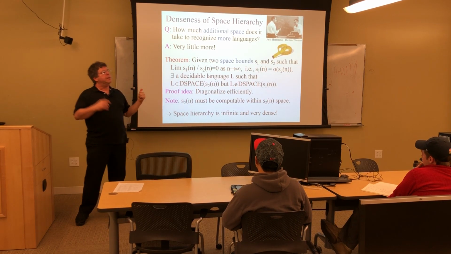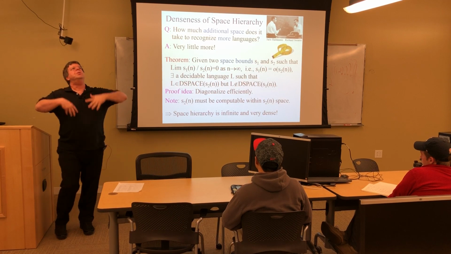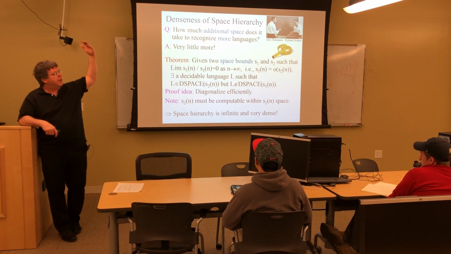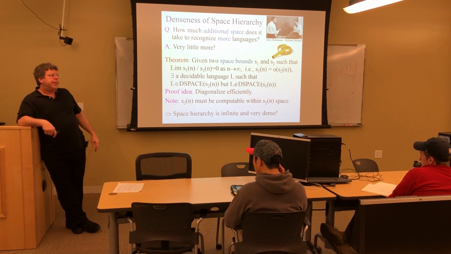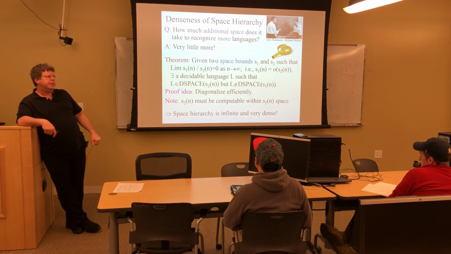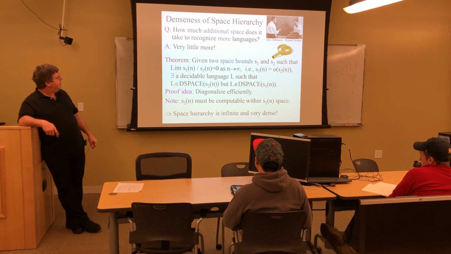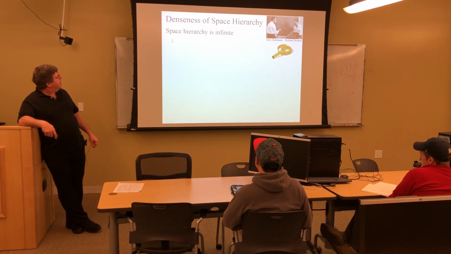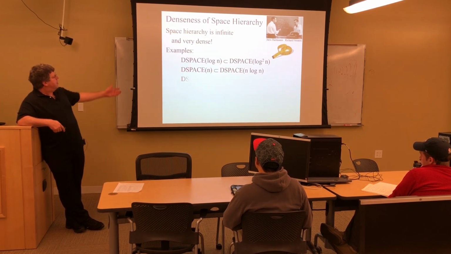There's a lot going on here. So not only did I show you an infinite number of levels of time and space complexity, each two different time and space complexities have an infinite number of levels in between. And each level gets you a new infinity of languages that were not available at the lower level, however close to that level it is. So space is very dense. It suffices to just go up a little bit. So I'm giving you some examples here.